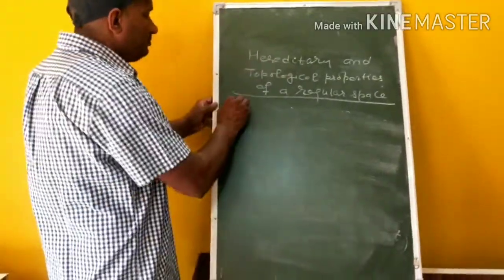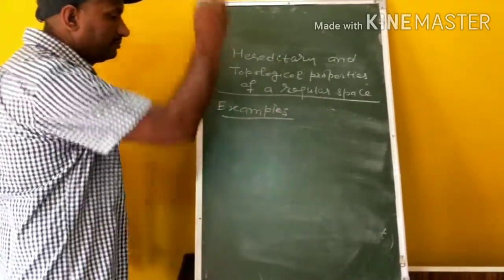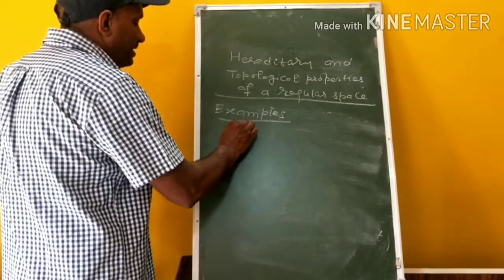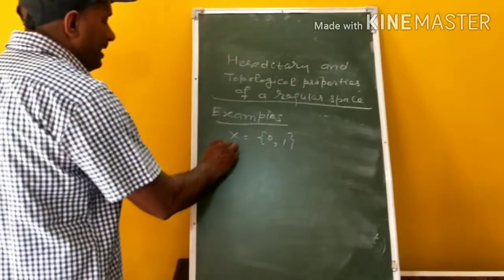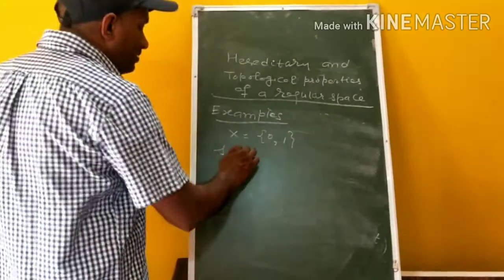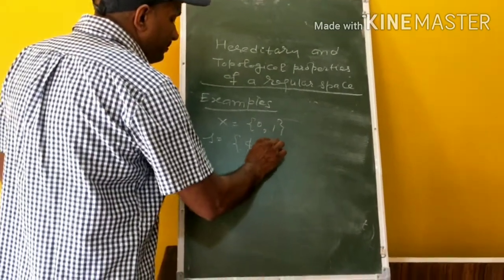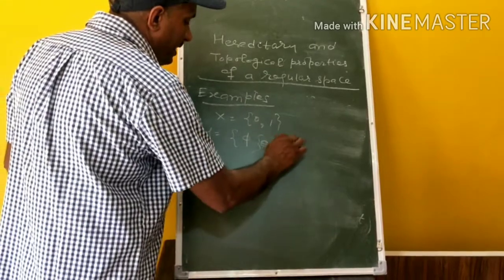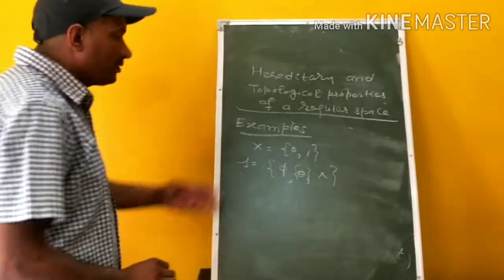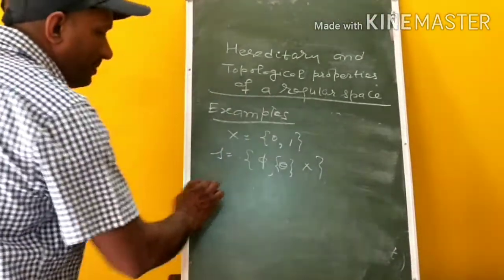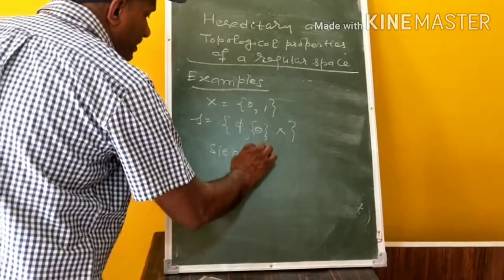Examples. First of all, let X be a set which consists of two elements 0 and 1, and T be a topology defined on these two elements, this is phi, {0} and X. This topology forms a regular space, and this topology has a special name, and that name is Sierpinski topology.